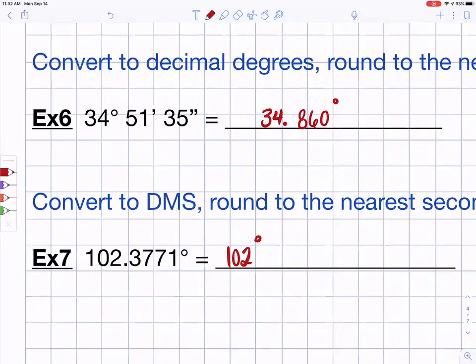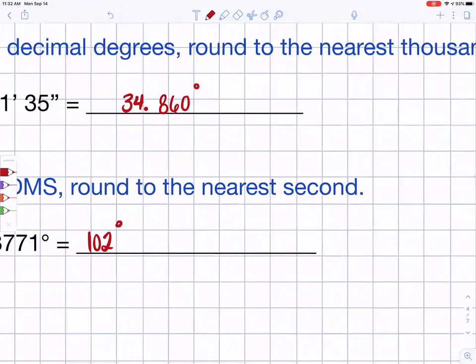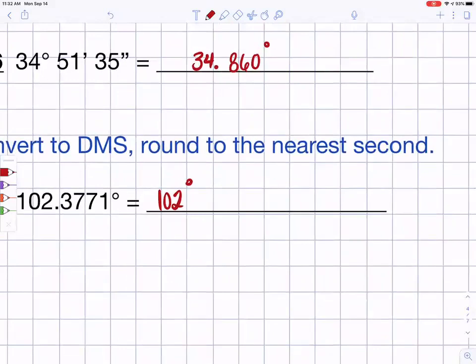Push enter. And then this one says that we should round to the nearest second. Can you guys read me what the second says on your screen right now? 37.56. Okay. So what is my number of minutes on this one? 102 degrees. Say it again. 22 minutes, and you said 37.56 seconds, right? How are we gonna write this correctly according to the directions? 38 seconds.